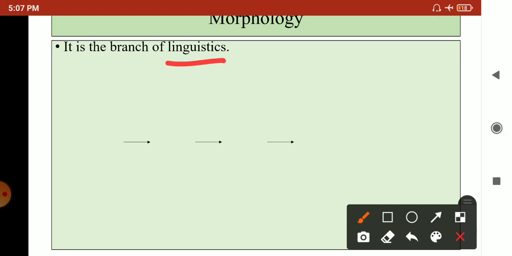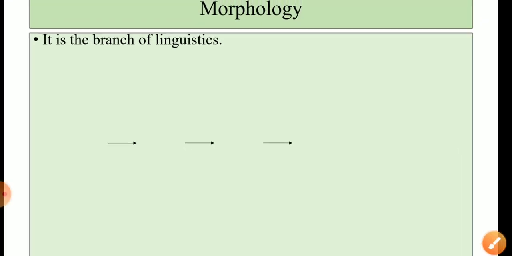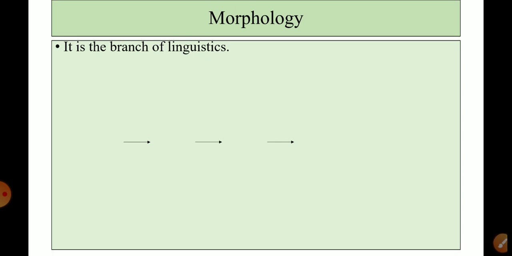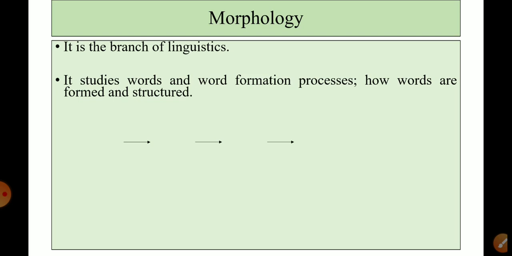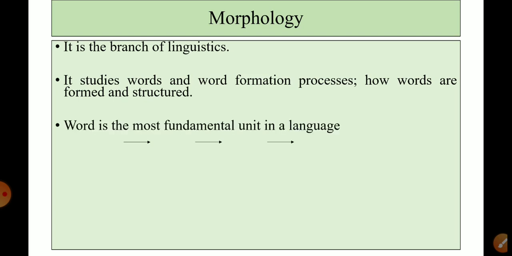But what does linguistics study? Linguistics has several branches. The first branch is phonology. We have studied phonology. Phonology deals with speech sounds of a particular language. And morphology studies words and word formation processes. How words are formed and structured, how words come into being in a language, how words are transformed, etc. So morphology basically is a study of words and word formation processes.